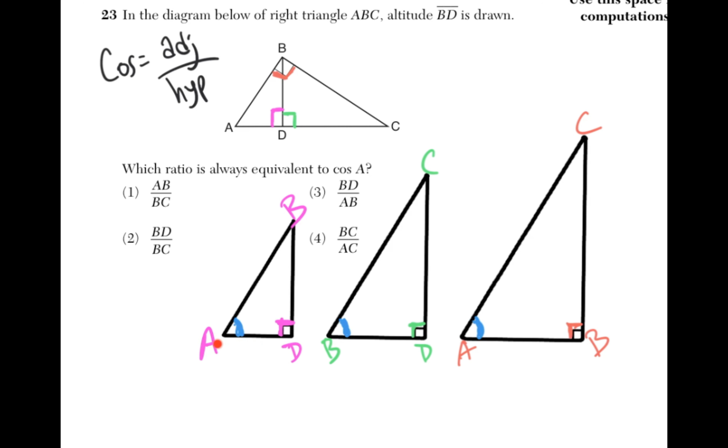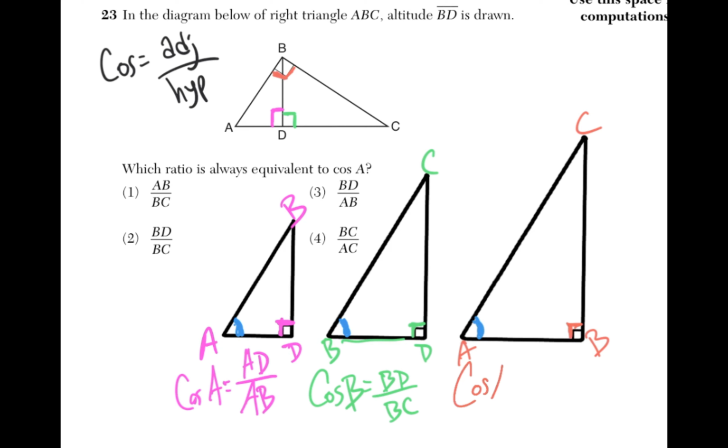So adjacent is this side right here, and the hypotenuse is this side. So the cosine of A, in the case of the small triangle, is AD over AB. And then if we're thinking about the medium-sized triangle, the cosine of B is what? It's this adjacent side, which is BD over CD, or BC. And lastly, we're going to figure out what the cosine of A is for the large triangle. And I know that, again, it's adjacent over hypotenuse, so it's going to be AB over AC.